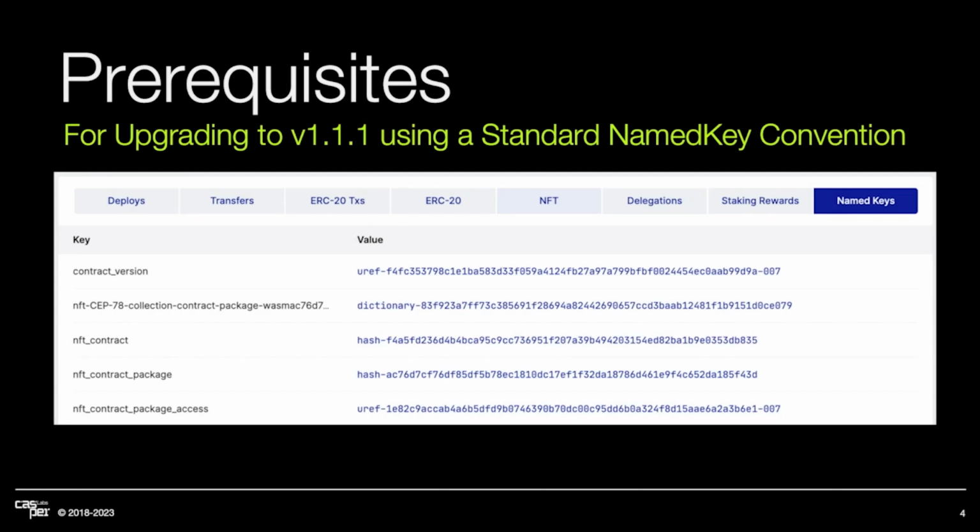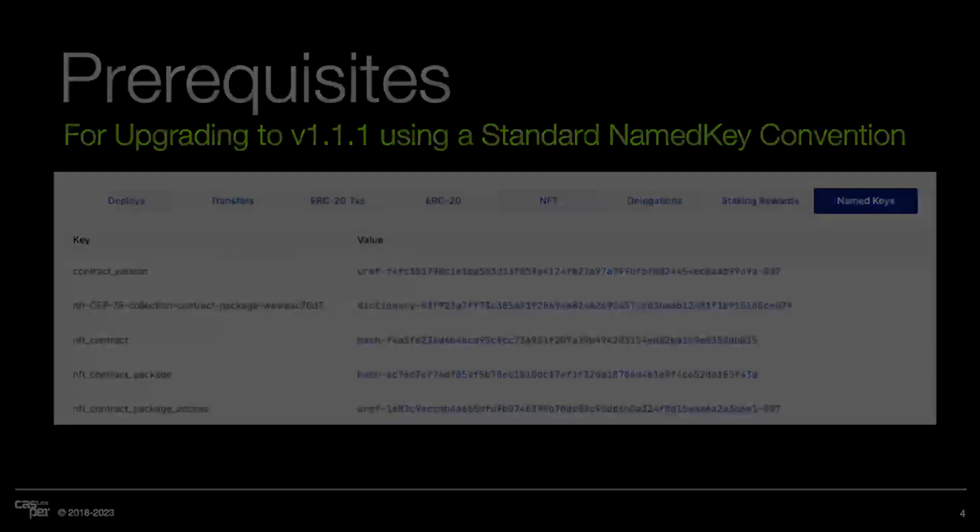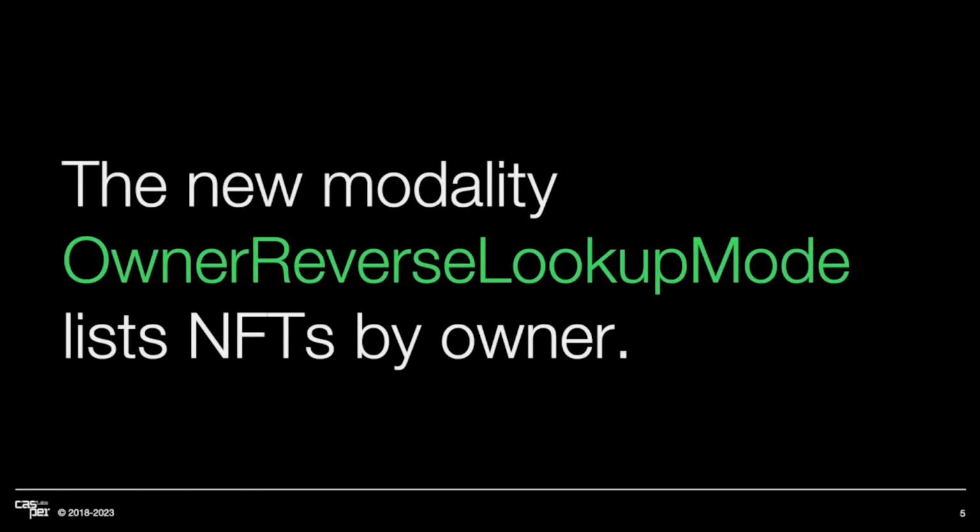Here is a screenshot of how the named keys would look for a contract that was installed in a standard way. The v1.0.0 contract package hash is stored under the NFT_contract_package named key, and the contract package access URF is stored under the NFT_contract_package_access named key. What's important in the new release is that the owner reverse lookup mode modality was introduced to allow users to list NFTs by owner.